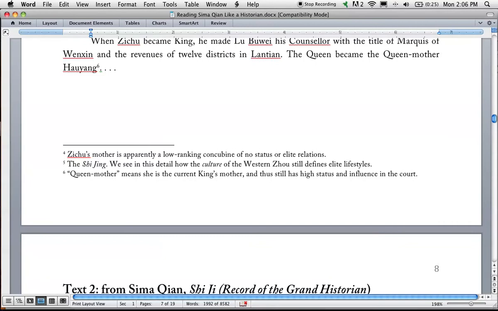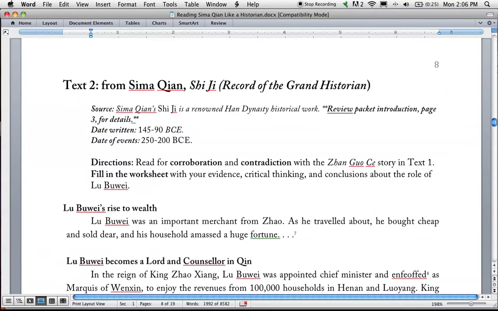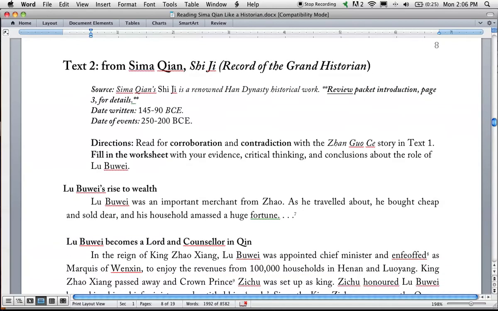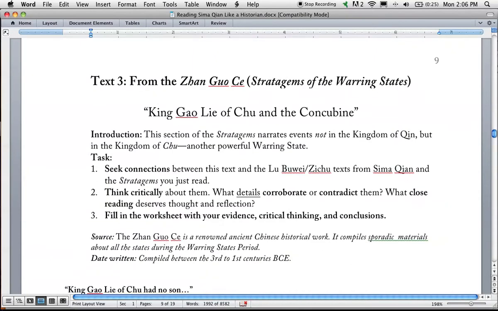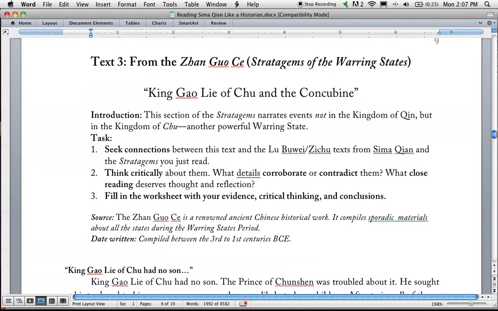Your job is, do I believe this? Notice text number 2 on page 8. It's about the same story that you read in the Stratagems of the Warring States, except this is Sima Qian. So now you're comparing 2 different histories talking about the same story, the first emperor's grandfather, father, and his birth. And then finally, the third, and this is the real kicker. This is about a different king altogether, and it's not from Sima Qian.